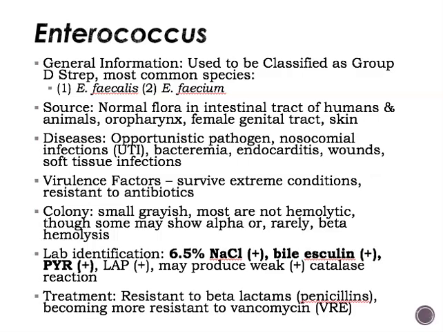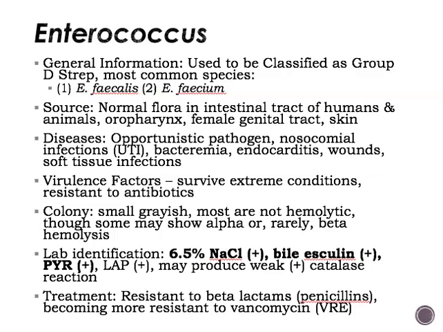So your colony morphology, or again how it looks on the plate, you've got small grayish colonies. Most are non-hemolytic. Very rarely you might find some that are beta hemolysis.